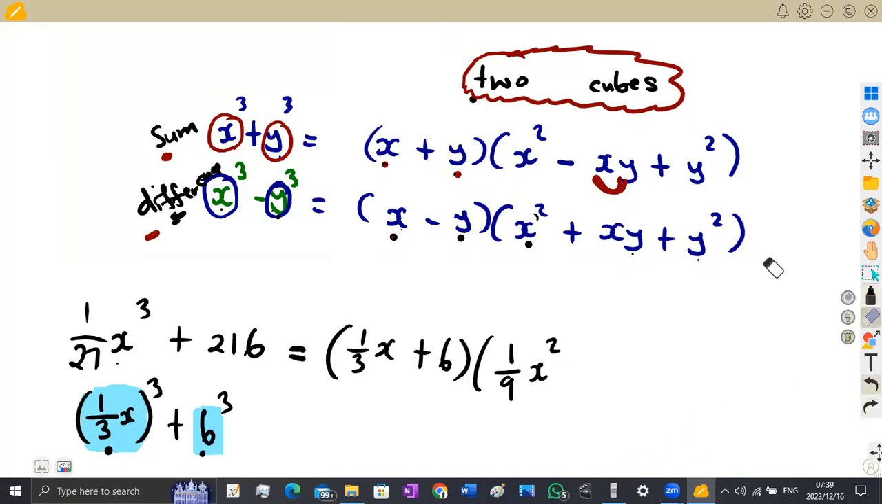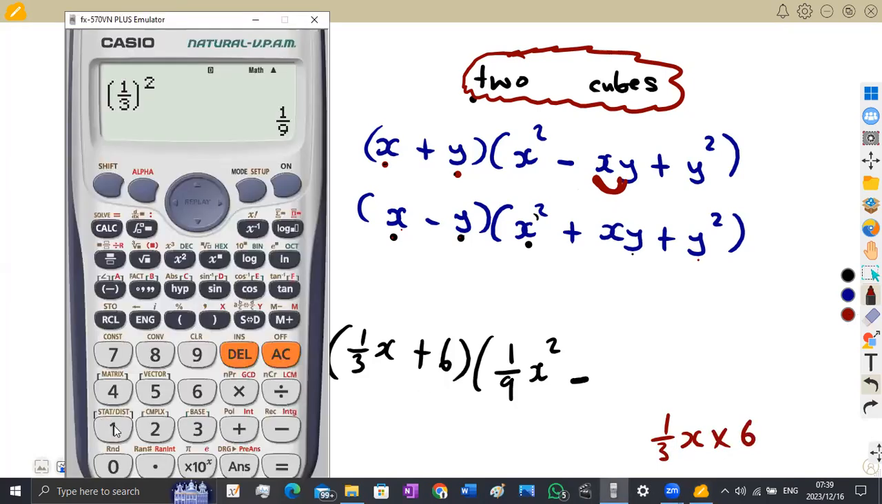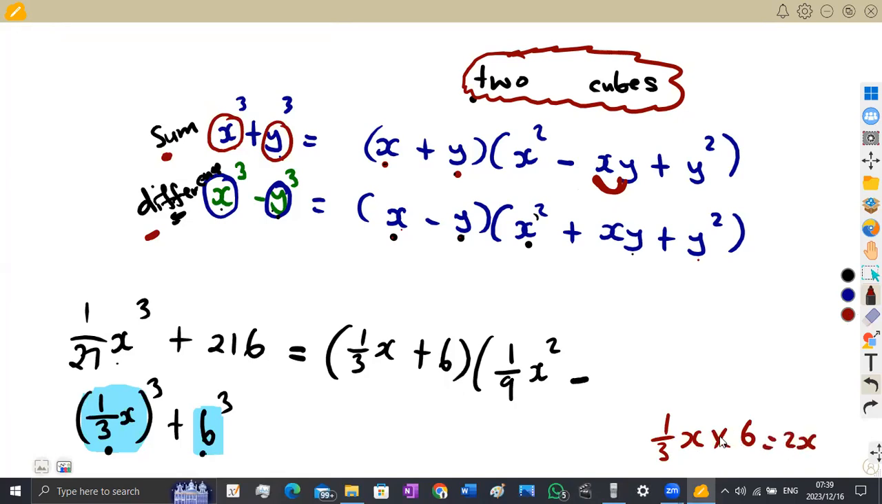Okay, then we move on to the second part, which is minus xy, which is minus the product of first and last. So it's going to be minus first, last. This is first, this is last. Our first is 1 over 3x, times last, which is 6. So you're going to multiply 1 over 3 times 6. On your calculator, that's a 2. So you're going to get 2x. Remember, we have x here. So this will be minus 2x.